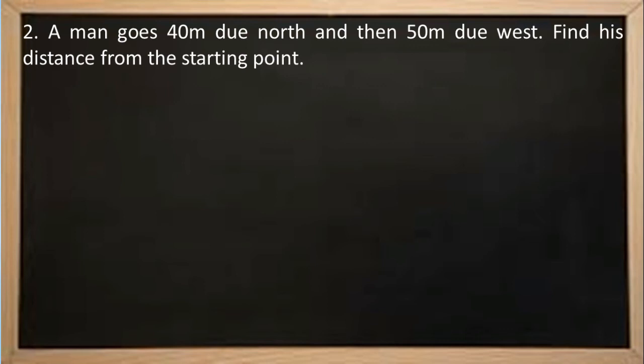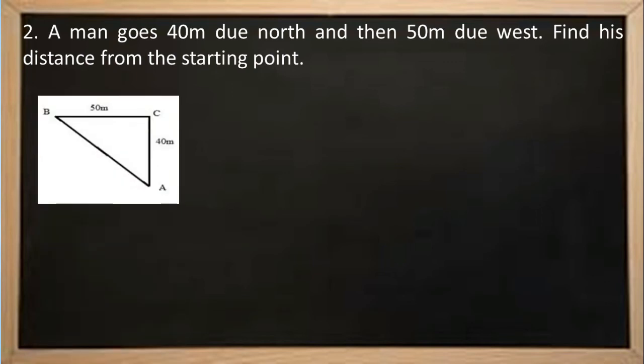Question number 2. A man goes 40 meter due north and then 50 meter due west. Find his distance from the starting point. Let us imagine that a man starts his journey from point A. As he moves towards north, his distance is marked as AC in the diagram, that is nothing but 40 meter. Once he reaches 40 meter, he changes his direction towards west. Let us mark that distance as CB, which is given as 50 meter.